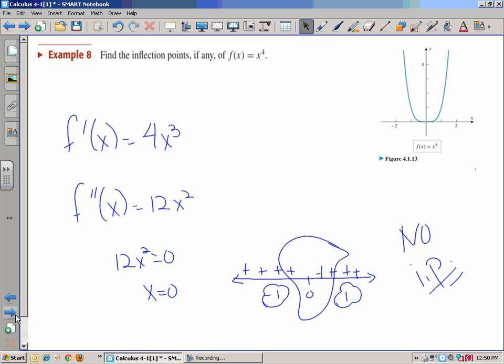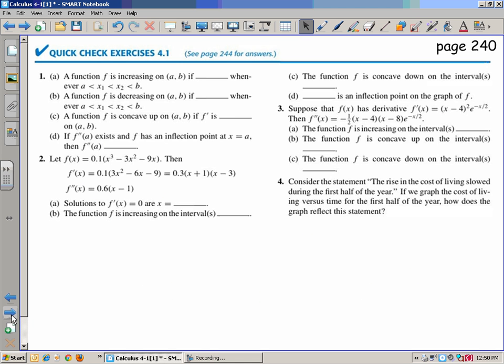Okay? All right. You are now going to do the quick check. It's important that you understand that I'm less concerned with the formal notation like this, but what we should be understanding is that A and B become our endpoints, X is in between, little details. The answers are on page 244. This is on page 240 in your book.